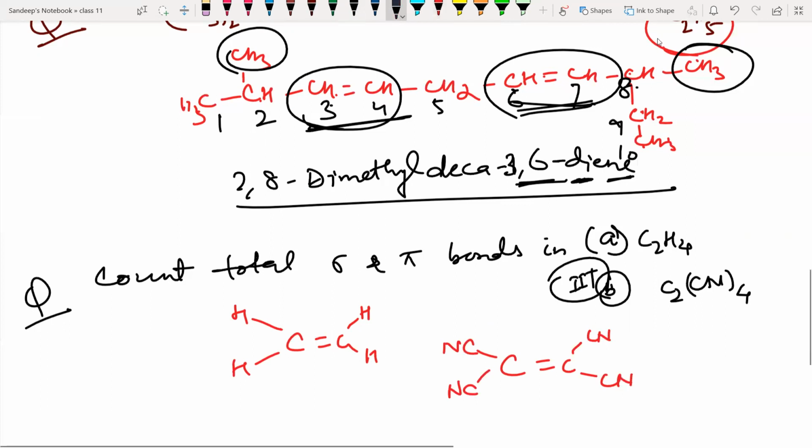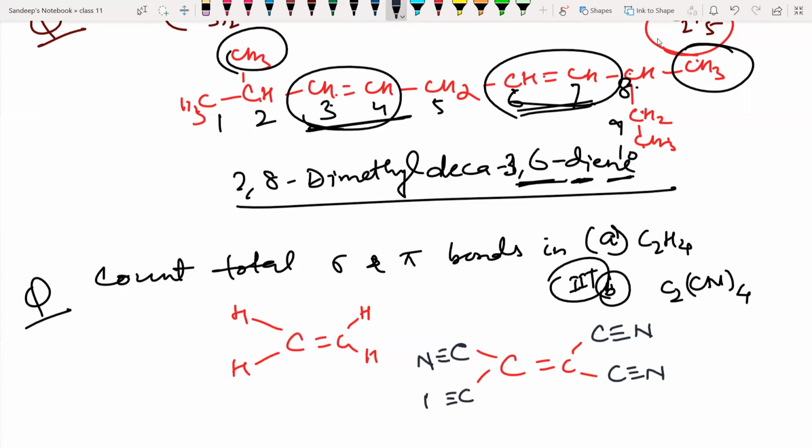Now, for your kind information, students, cyanide has a triple bond. So you have to write that cyanide has a triple bond. Every cyanide you put as a triple bond, then you will understand better how to count sigma and pi. Triple bond, triple bond. So now its counting will be pi.